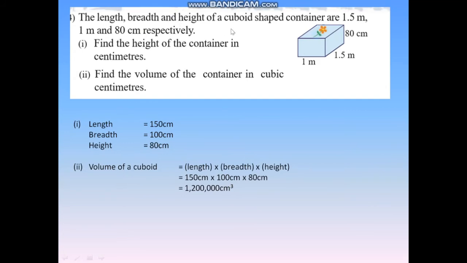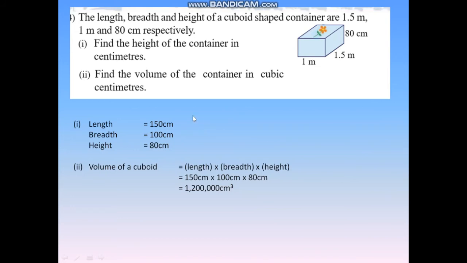Length, breadth and height of a cuboid shaped container are 1.5 meters, 1 meter and 80 centimeters respectively. We have to find the volume of the container in centimeters. Actually, they have given the height in centimeters only, 80 centimeters. For our ease, let's convert the 1 meter and 1.5 meters into centimeters also.